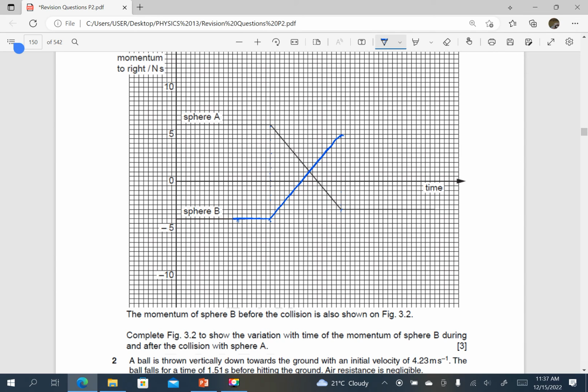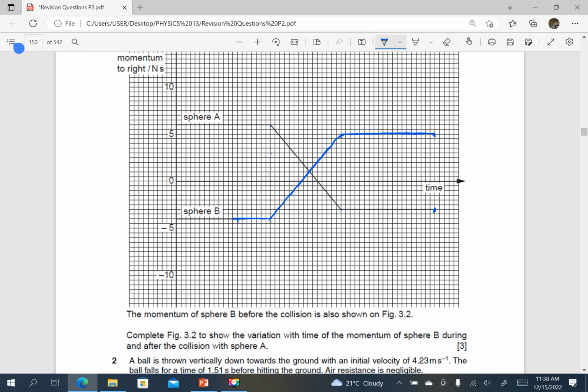Okay. Then when the momentum of sphere A remains constant up to this time here, the other one should also remain constant up to the same time. So I'll draw a horizontal line. So that is my graph. So you must be very careful here when you are sketching this graph.